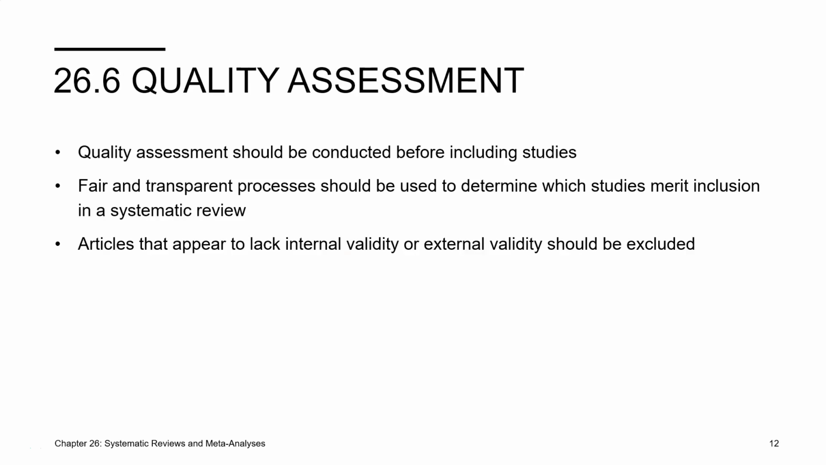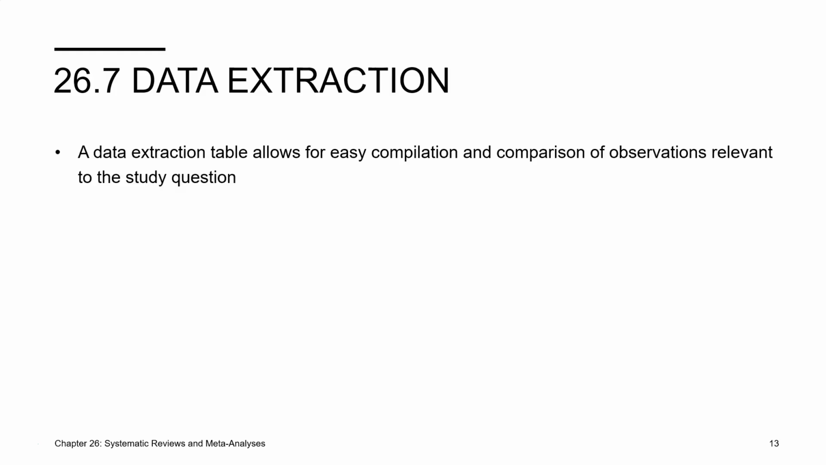Section 26.6 covers quality assessment. Quality assessment should be conducted before including studies. So this should be a fair and transparent process to determine whether the studies merit inclusion in the review. Articles that appear to lack internal validity and external validity should be excluded. Section 26.7 goes over data extraction. A data extraction table allows for easy compilation and comparison of observations relevant to the study question.